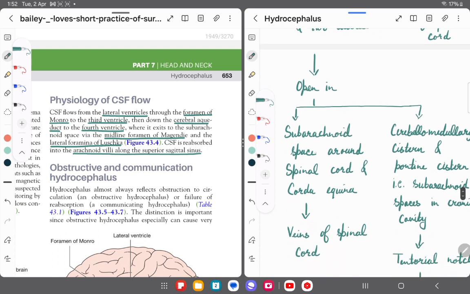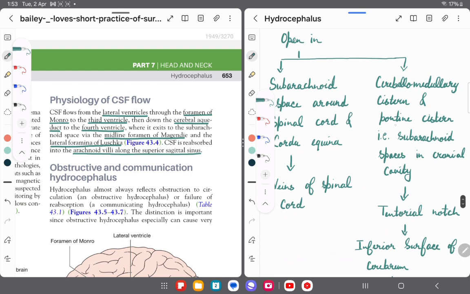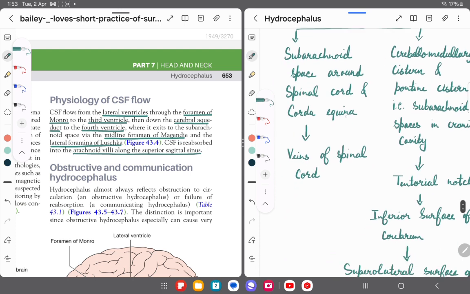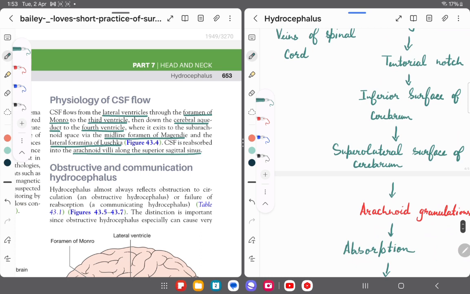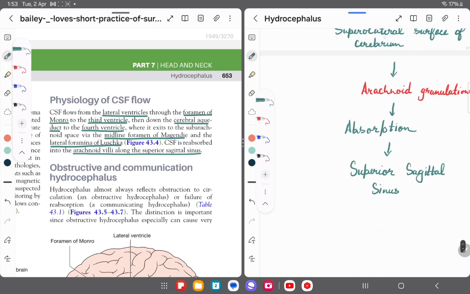The three apertures open into the subarachnoid space around the spinal cord and cauda equina, or the cerebellomedullary cistern and pontine cistern, that is, the subarachnoid spaces in the cranial cavity. In the spinal subarachnoid space, the CSF passes to the veins of the spinal cord. In the brain, it passes to the tentorial notch, the inferior surface of the cerebrum, then the superolateral surface of the cerebrum, and then to the arachnoid granulations, where absorption takes place into the superior sagittal sinus. So this is the flow of CSF.